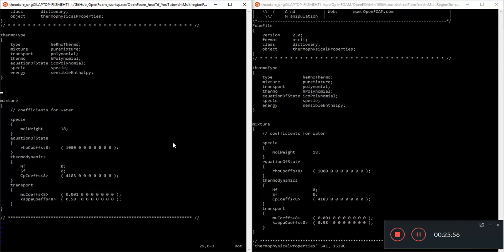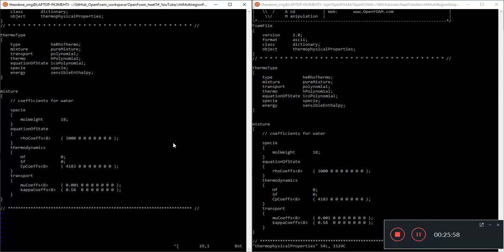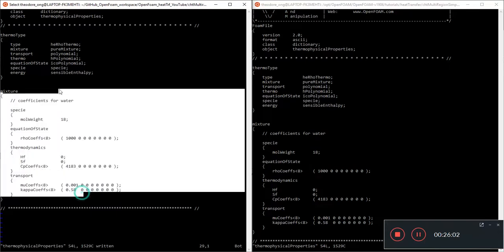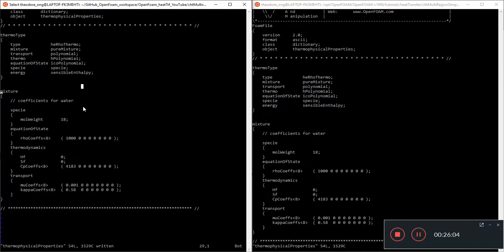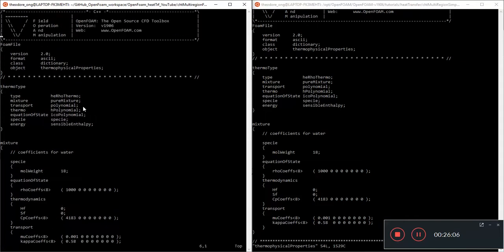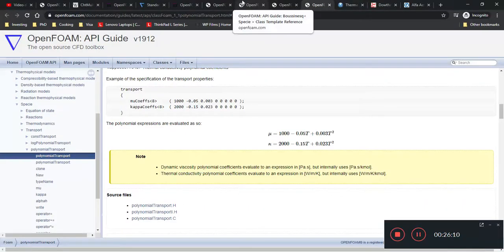So I'm going to hold the D key down, and that will do it. Okay, so this is what we will need to write in for our file. Of course, there are other models available.